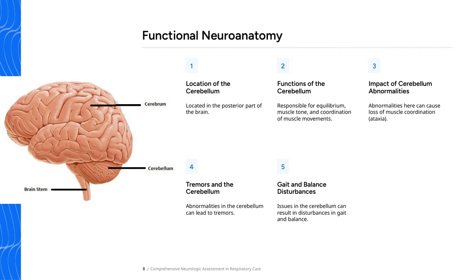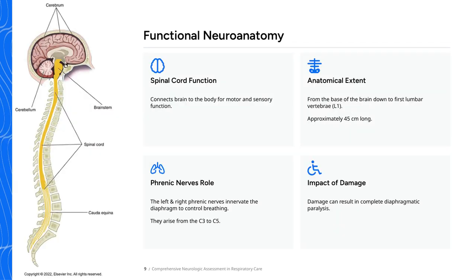The cerebellum is responsible for maintaining equilibrium, muscle tone, and coordinating muscle movements, all of which are crucial for normal respiratory function and overall physical stability. You'll find the cerebellum located at the posterior part of the brain, tucked away at the back, but its influence extends throughout our motor system. Understanding the cerebellum's functions helps us appreciate how neurological issues can impact respiratory care, especially when coordination and balance are compromised.